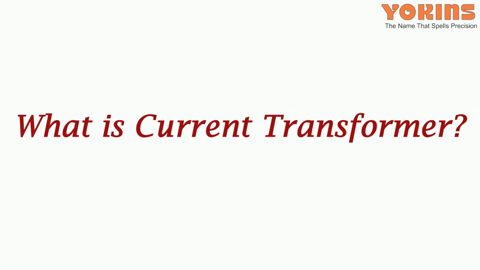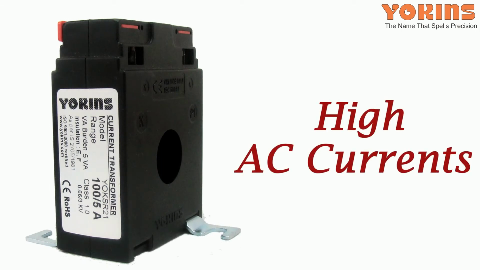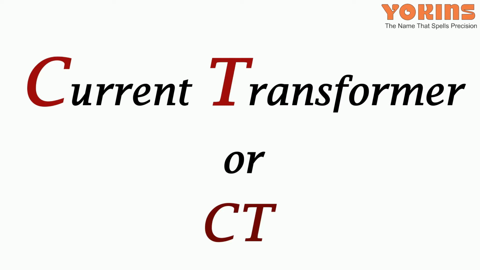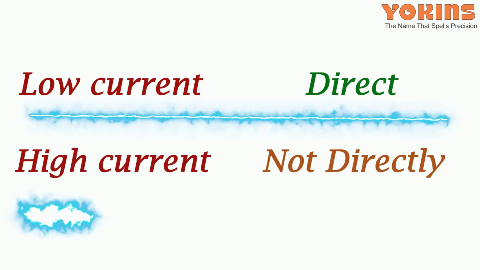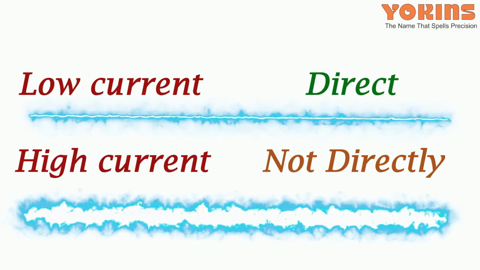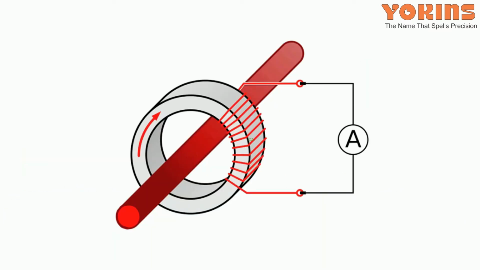Hello, today we will explain to you what is a current transformer. A current transformer is a type of transformer which is typically used to measure high AC current. It is generally termed as CT. When the current is low, we can measure the current directly. But when the current is high, then we can't measure the current directly. So we use a CT to measure the current.